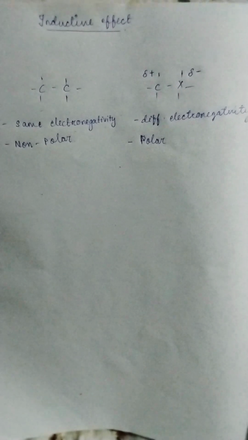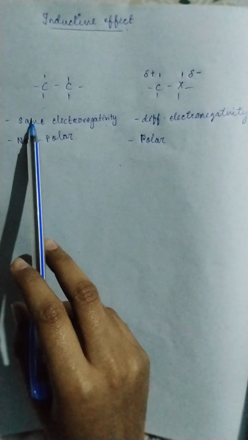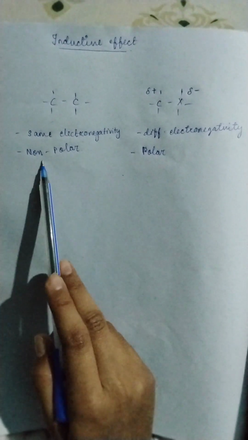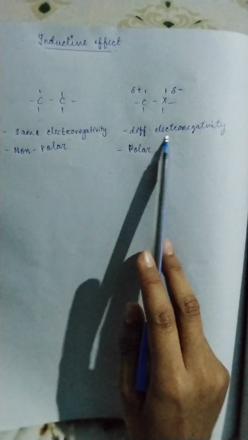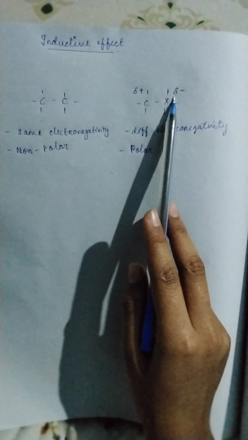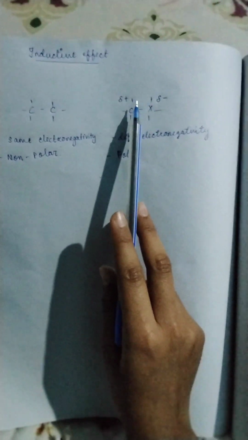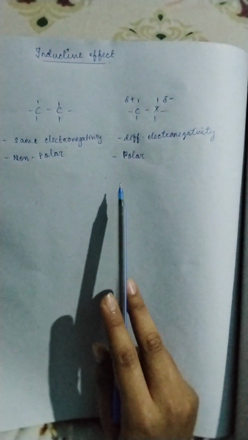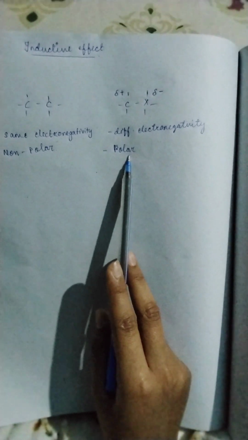So as you can see, I have mentioned over here that in the first case there is the same electronegativity, and hence the whole compound is non-polar in nature. However, in the second example, there is a difference in electronegativity, hence a partial negative charge develops near the halogen species and a partial positive charge develops near the carbon atom, alright? And hence we say that this compound is polar in nature, all right?